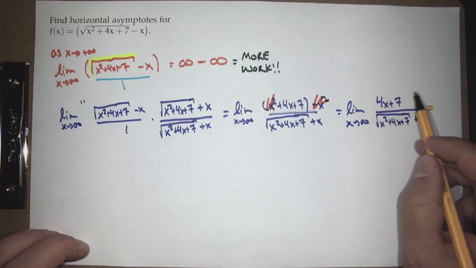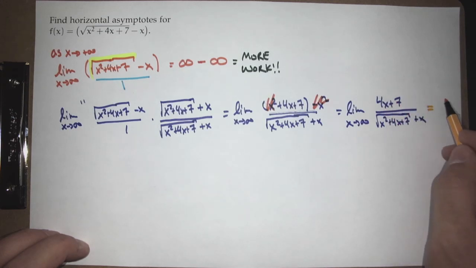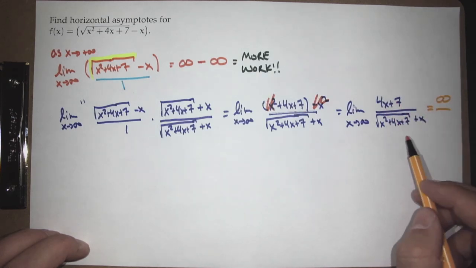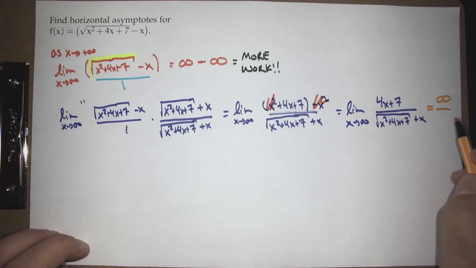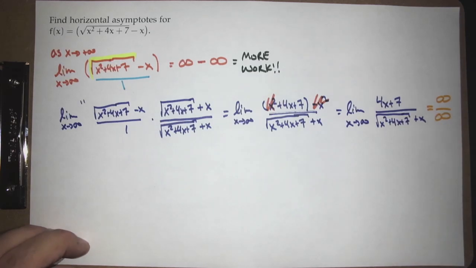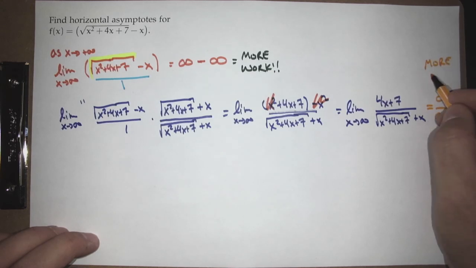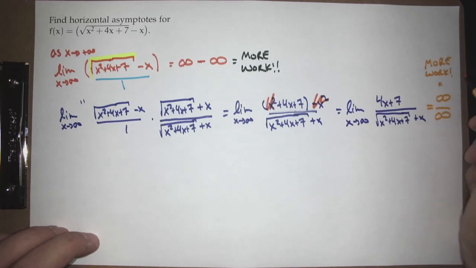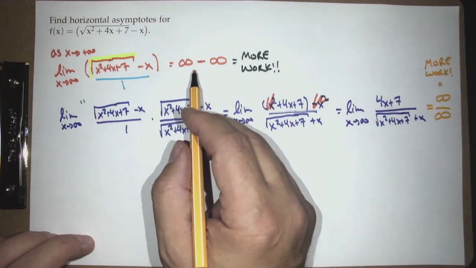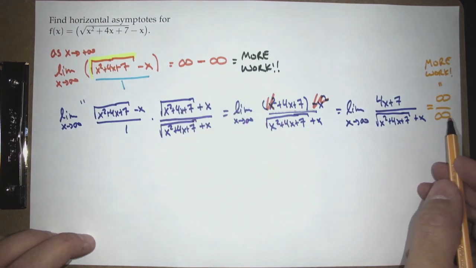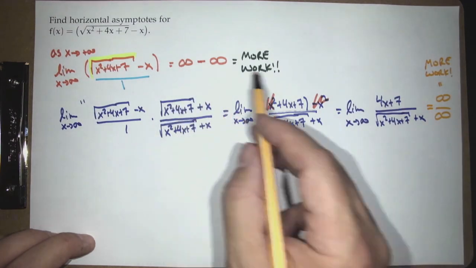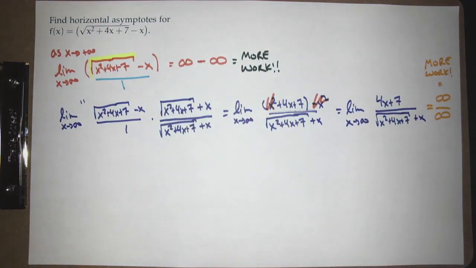Upstairs, what's happening to this expression? It's big. What about downstairs? Big. So we have an infinity over infinity, which means more work. See, people probably are like, oh, wait a second. Infinity over infinity should have been 1, but infinity minus infinity should have been 0. So is this a proof that 0 equals 1? No. It's a proof that we need to do more work. That's what we've proven.